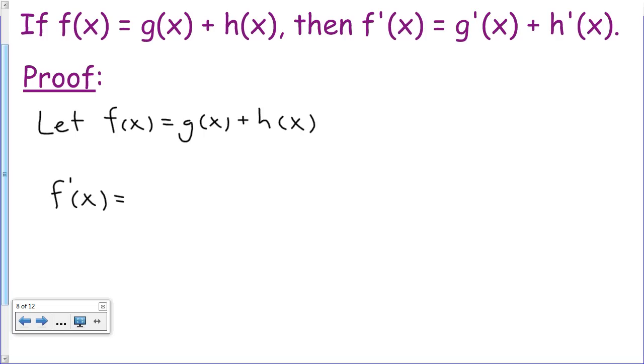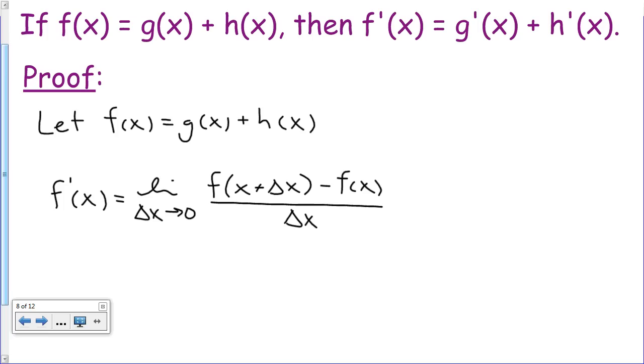F prime of x is defined as the limit as h goes to 0. But because I have a function here that's called h, to avoid the confusion, I'm going to use that other way that we wrote down the definition, in terms of delta x instead of h. So I'm going to use delta x in this little proof. So it's the limit as delta x goes to 0 of f of x plus delta x, instead of x plus h, minus f of x all over delta x, again, instead of h there.